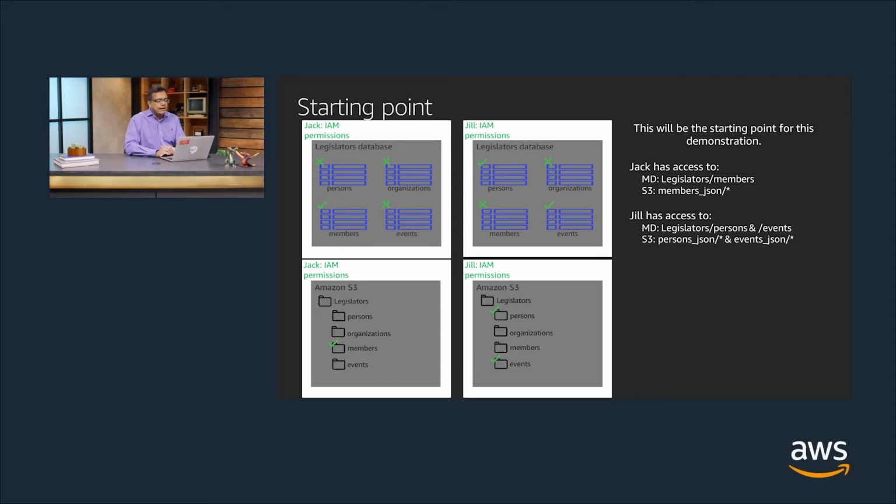They also have access to the corresponding S3 locations. As a result, Jack has access, metadata access to legislators members, as well as S3 permissions to where the data resides, and Jill has access to the legislators persons and events tables, as well as where the data for those two tables reside.